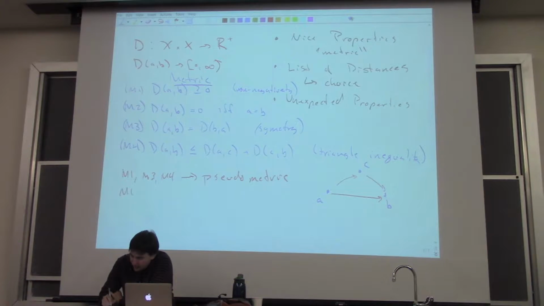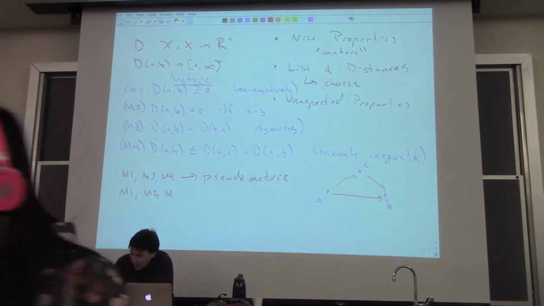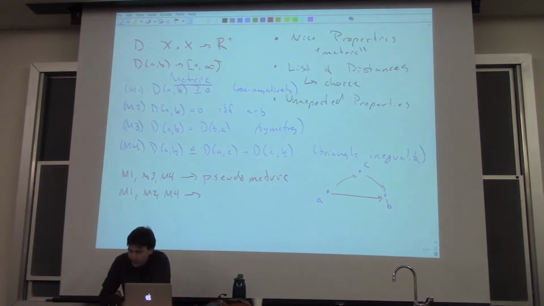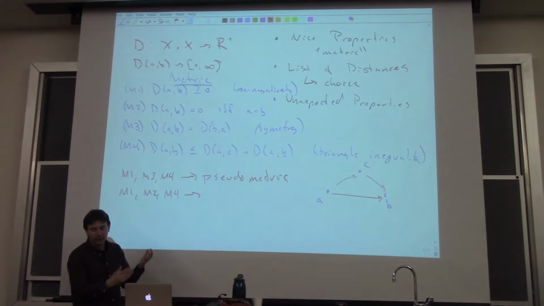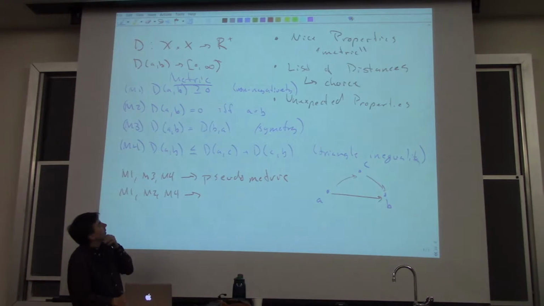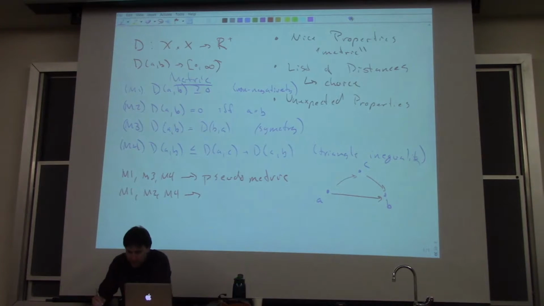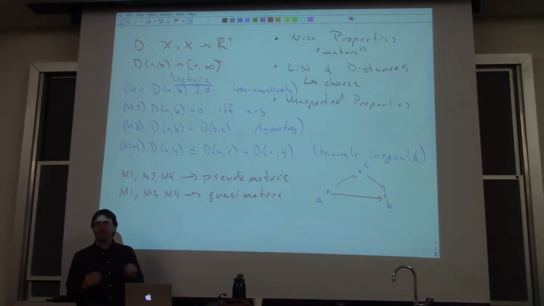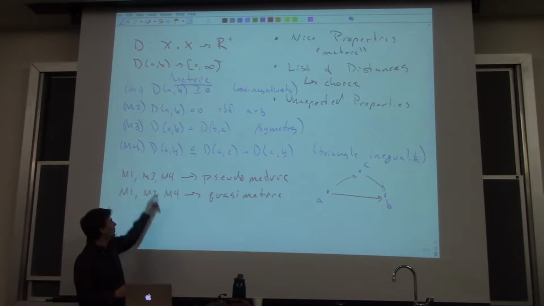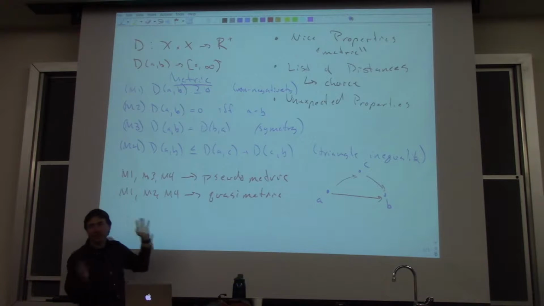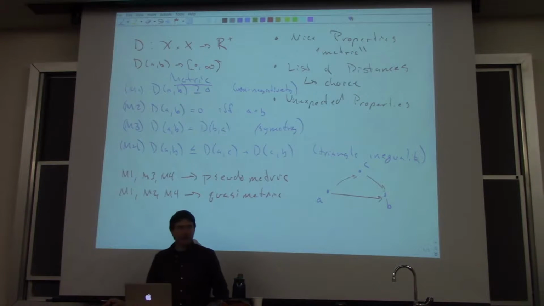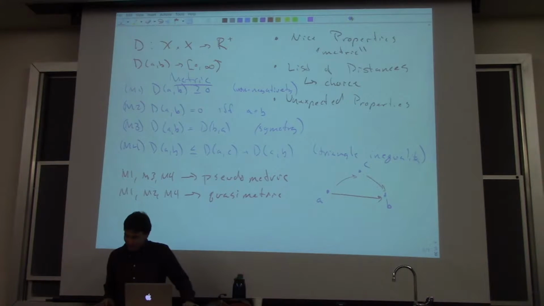And so if I only have M1, M2, and M4, so again I have the triangle inequality and greater than 0, but I don't have symmetry, right? So I don't have the symmetry property, then this is what's called a quasi-metric. Okay, and so pseudo and quasi are both words meaning almost but not quite, right? But they're different almost but not quite in an arbitrary way. That one left out M2, one left out M3. I don't know why one is called pseudo, the other quasi, and I probably have mixed them up at some point.